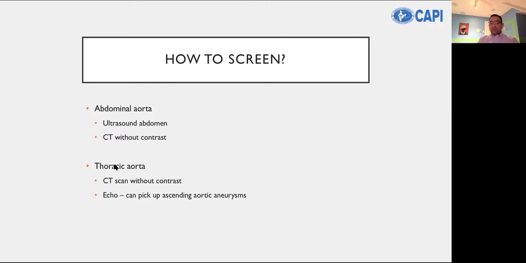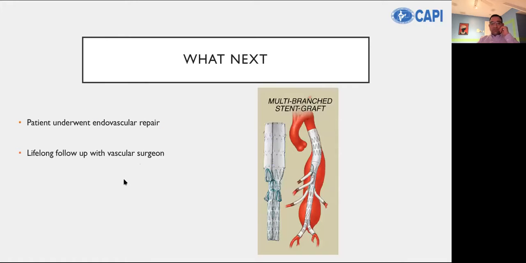For thoracic aorta, we have to have a CT scan. The ultrasound is not a modality that can pick up the thoracic aortic aneurysm. The echocardiogram can pick ascending aortic aneurysms, but not the descending thoracic. So if we are looking for a particular reason to screen the descending thoracic aorta, then I would say CT scan is the only modality, or perhaps MR angiogram, which is a little bit more extensive. So the patient undergoes the endovascular repair.